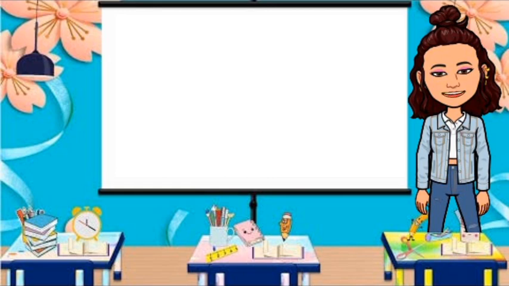Now let's look at some examples. Hat. In this word, there is one vowel, A. Therefore, there is one syllable. Hat.